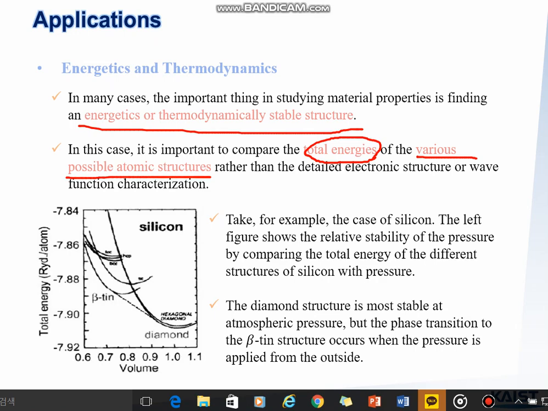For instance, we can think of the case of silicon. The left figure shows the relative stability with pressure by comparing the total energy of the different structures of silicon. The diamond structure is more stable at atmospheric pressure, but the phase transition to the beta-tin structure occurs when pressure is applied from the outside.